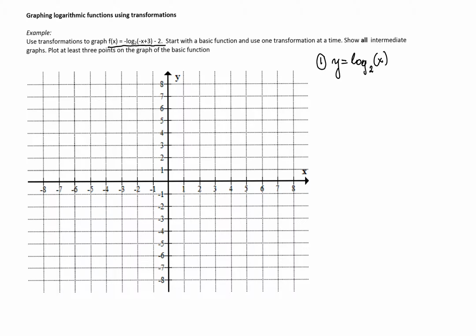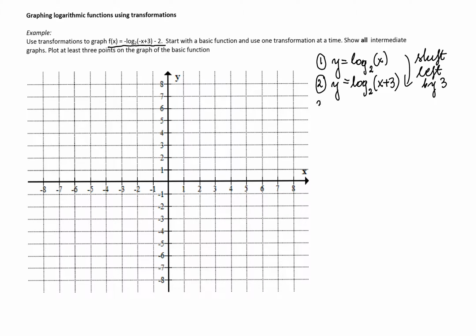Next, we are looking for the shift left or right. We are looking for changes to the x variable. And we can see that inside the logarithm, we have the expression negative x plus 3. That means that first we will perform the shift to the left by 3. So to go from graph 1 to graph 2, we need to shift the graph left by 3.